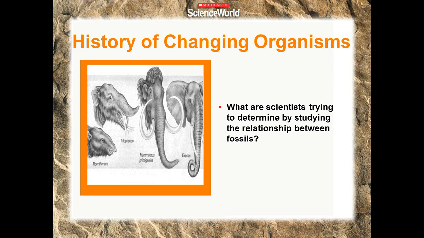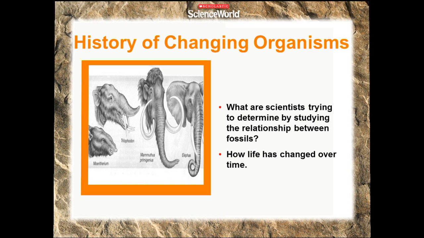And fossils also help us to understand history has changed over time. So it shows us the changing of organisms. Now, what are scientists trying to determine by studying relationship between fossils? So a fossil in deeper layers as opposed to a fossil that's very similar in a younger layer. Well, there we'll be able to see how life has changed over time. And in the picture here, if you look at the elephant species, it could show us possibly how that species has changed over time.